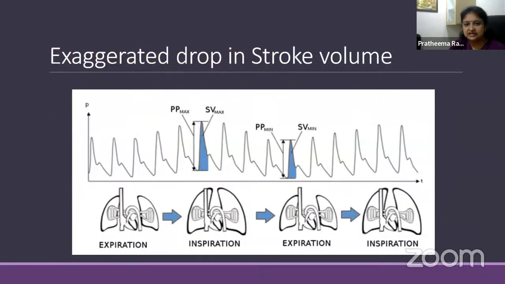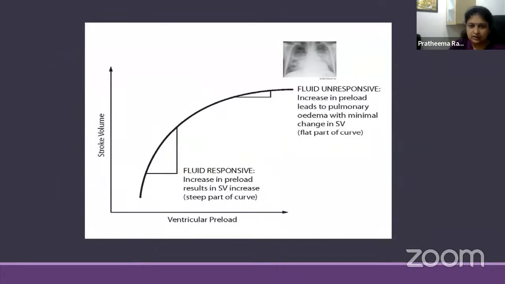So there will be an exaggerated drop in the stroke volume, and that is what we call the stroke volume variation. So again, this is literally the basic of all the hemodynamic monitoring. So I'm just repeating it. Okay, so we are thinking about giving a fluid bolus. Is the patient responsive? If we give a small bolus, is the stroke volume increasing proportionately? Then that means that the patient has a good fluid responsiveness.